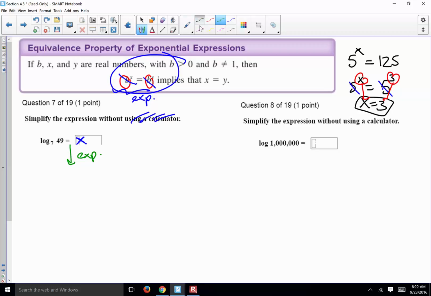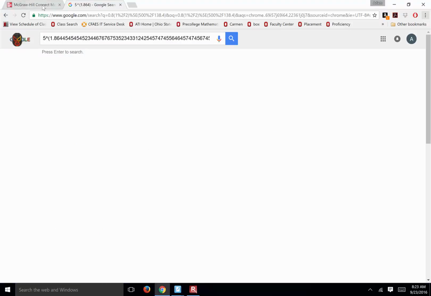Can anyone change this? It's Kylie? 7 to the x equals 49. Yes, it's 7 to the x equals 49. Next, to be able to use this, I need to raise both sides to the power of 7. This is already 7. 49 is 7 squared. Wipe off these, and you got it. 2. The answer is 2. Go ahead and do number 7.